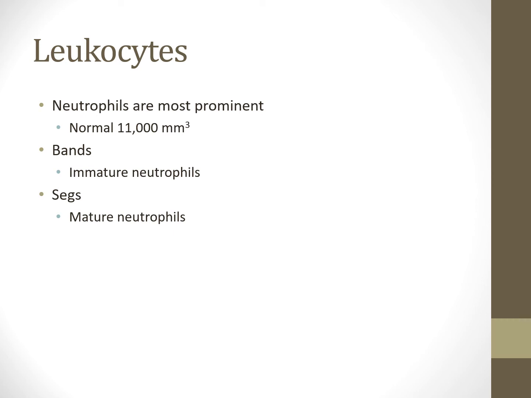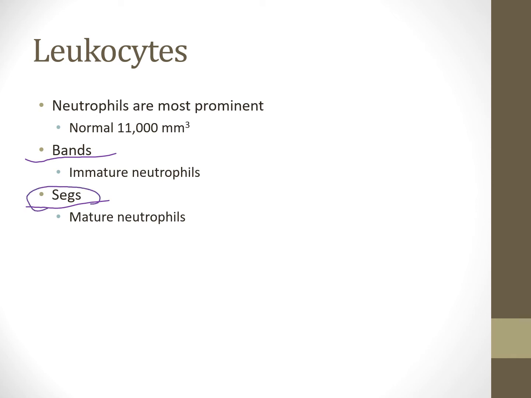Leukocytes. Neutrophils are going to be our most prominent, and there should be around 11,000 in these babies. So this is where we talk about immature to mature white blood cells. So our bands are going to be immature neutrophils. Our segments are going to be mature. Now, ultimately, you and I and babies should have more segments compared to bands.